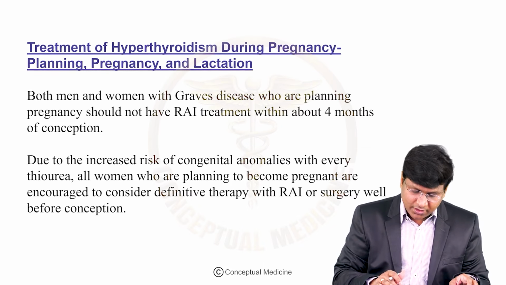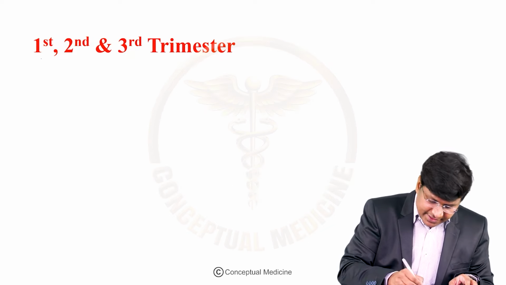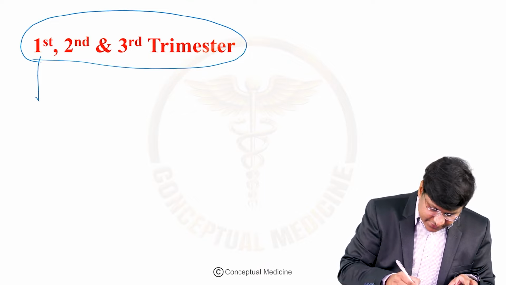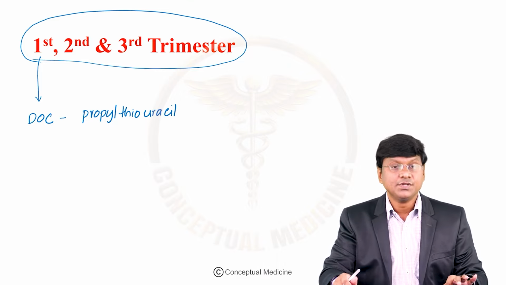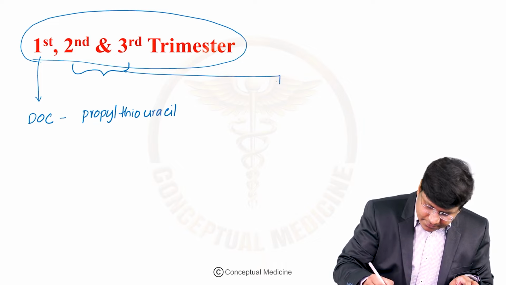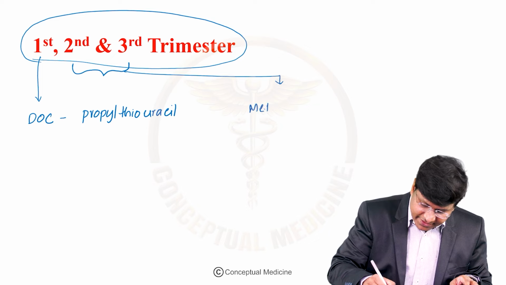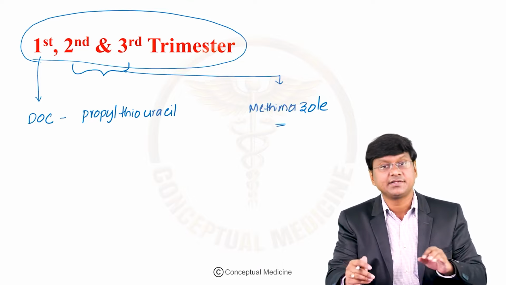First of all, I'll take up the treatment of hyperthyroidism during pregnancy. During pregnancy, we have 3 trimesters: first, second, and third. In the first trimester, the drug of choice for hyperthyroidism is propylthiouracil. Whereas in the second and third trimester, the drug of choice will be methimazole if the pregnant female is having hyperthyroidism. So, in the first trimester, propylthiouracil, and in the second and third trimester, methimazole.